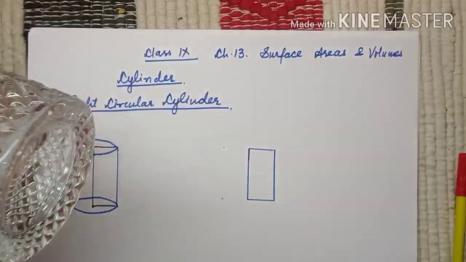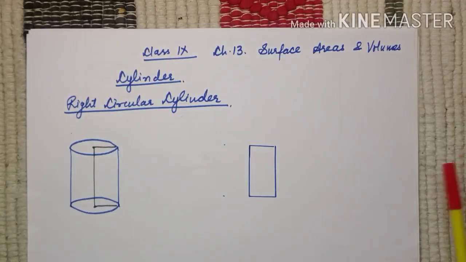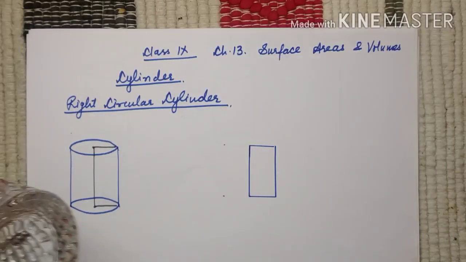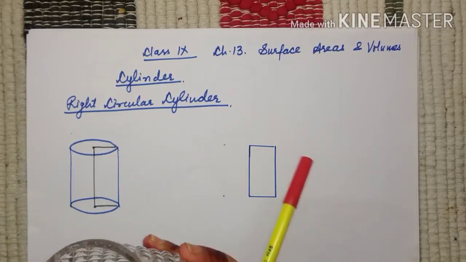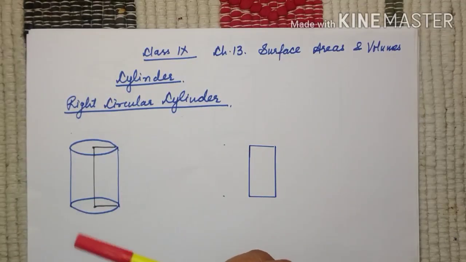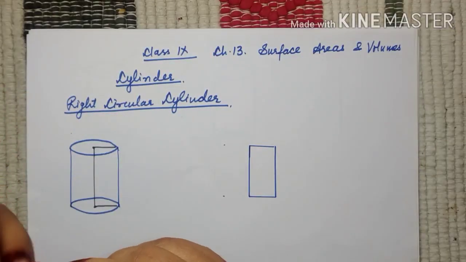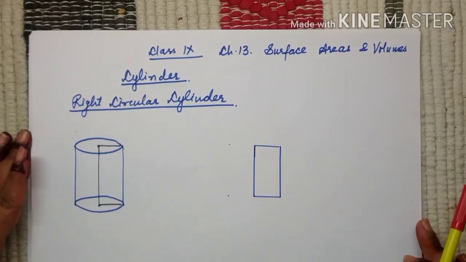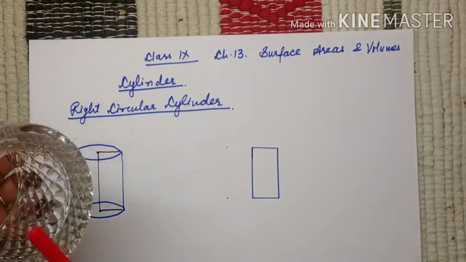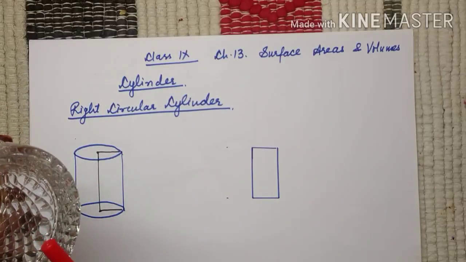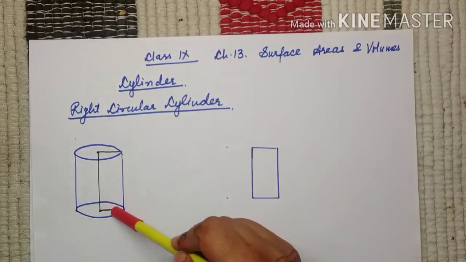Now if you observe a cylinder carefully, it has two plane ends. One is this and the other is the top one. Here it doesn't have a top. You can see in this pen, one plane end is this side and one is the other side. Both the plane ends are of the shape circle. So a cylinder has two circular ends, which we call bases. A cylinder has two circular bases as top and bottom.